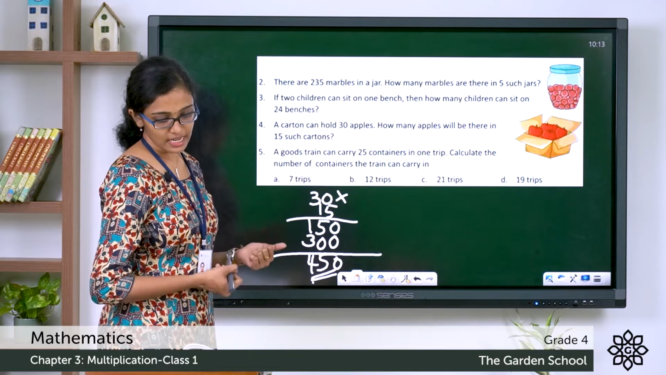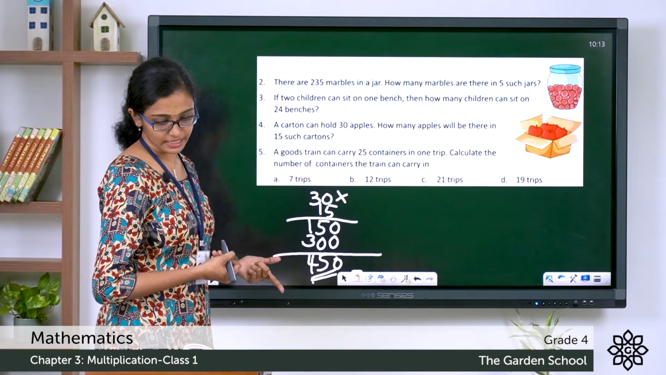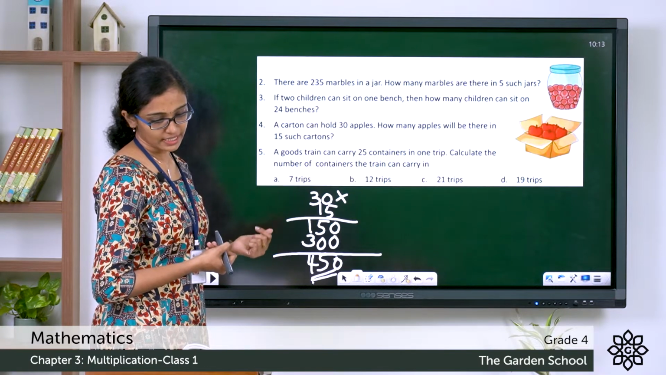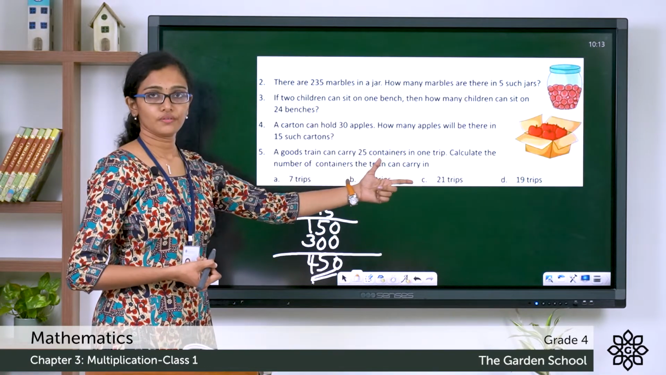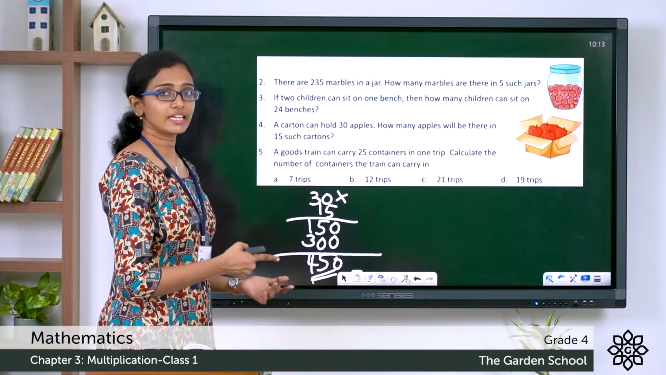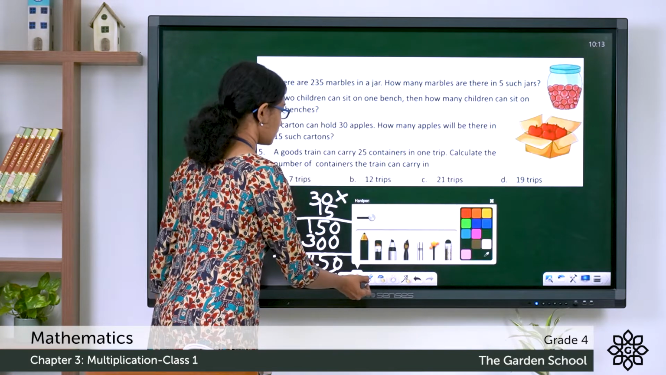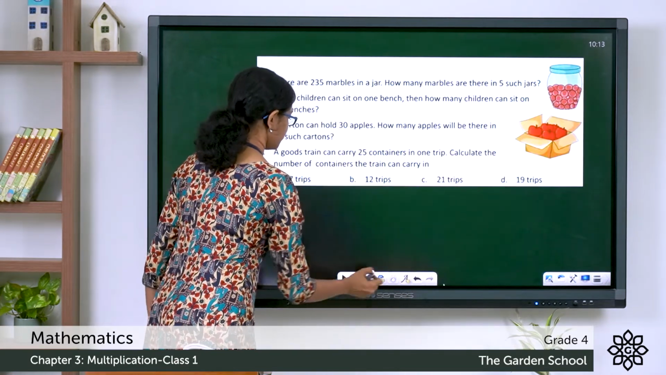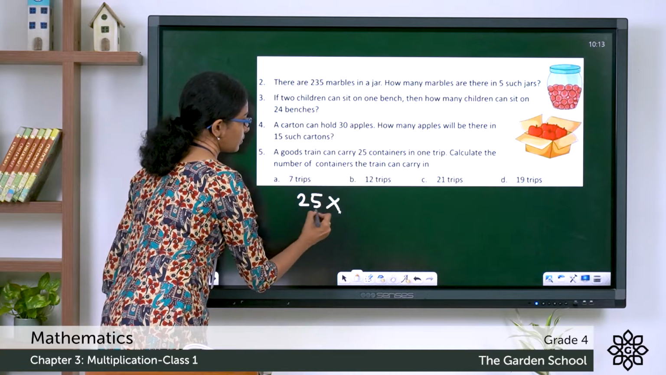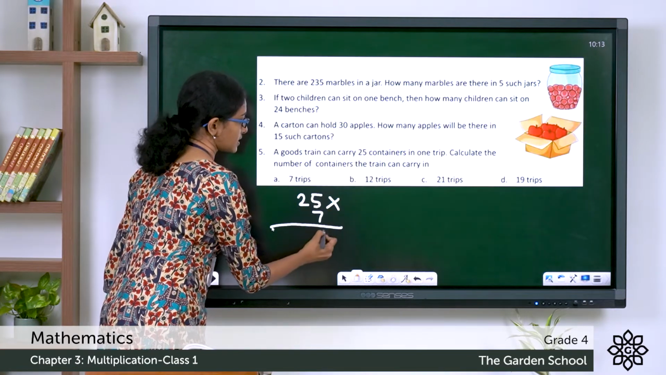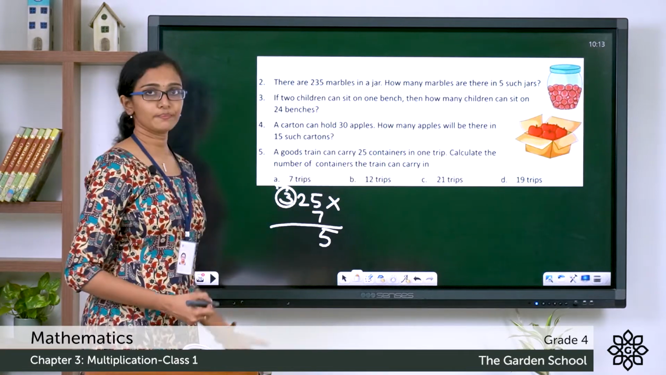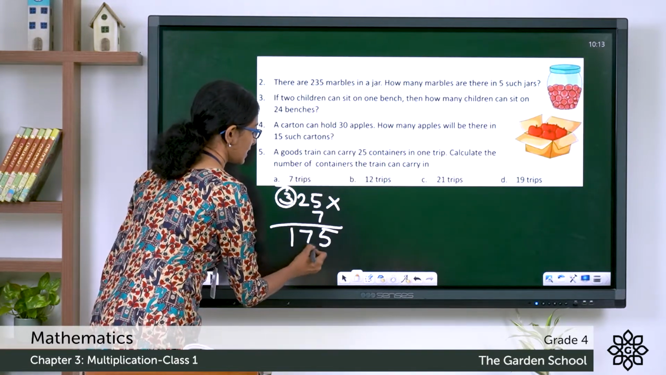A goods train can carry 25 containers in one trip. Calculate the number of containers the train can carry in. And you are given 4 choices. You have to find out the number of containers in each case. So, let's do the multiplication for each case. Here, the first one, it is 25 into 7. So, 7 5s are 35, carry over 3. 7 2s are 14 plus 3, it is 17.